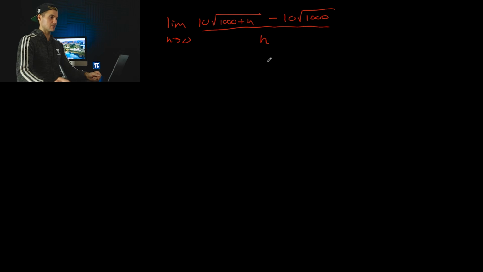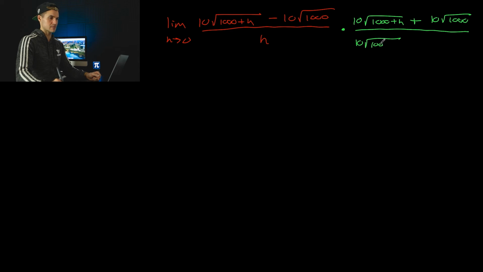And so from here, to solve this limit, we have to also rationalize. So we're going to multiply the numerator by the conjugate. So we would just change that middle sign right there, all over 10 root 1,000 plus h plus 10 root 1,000, like that. So then we'll have the limit as h approaches 0.